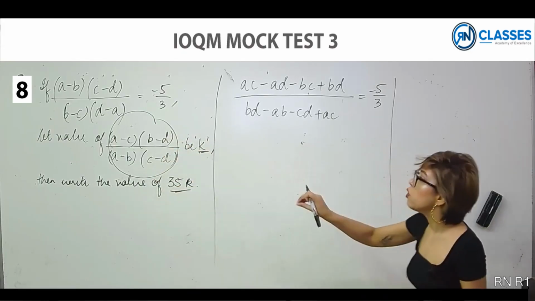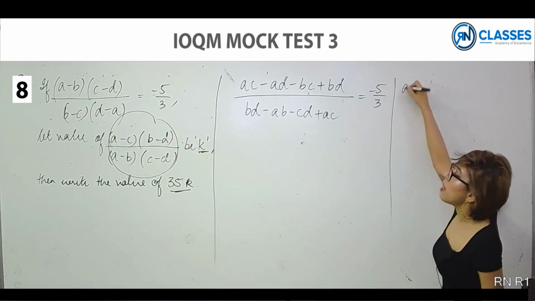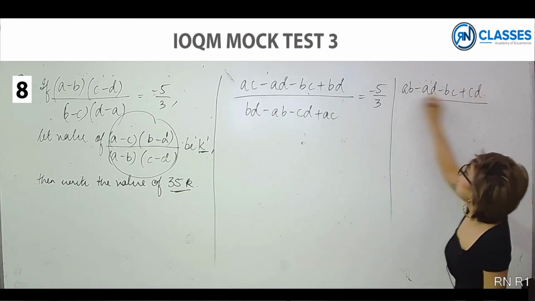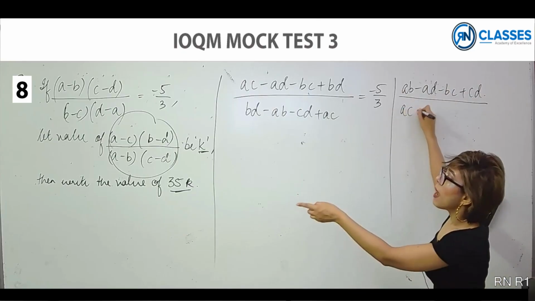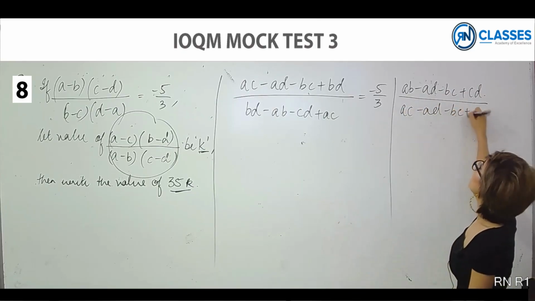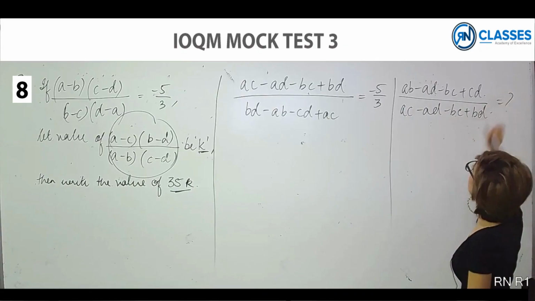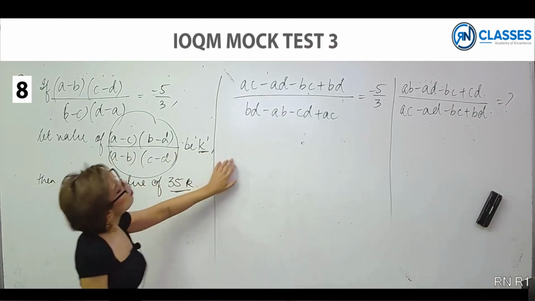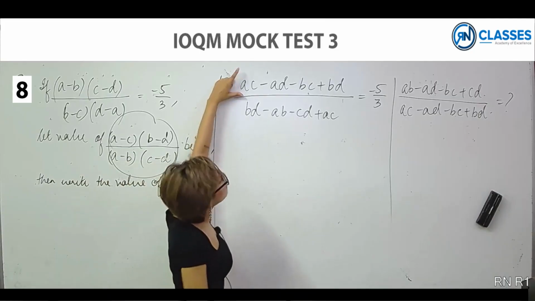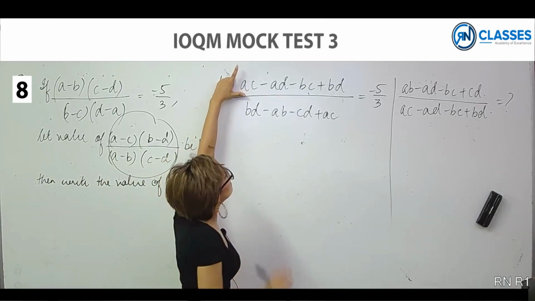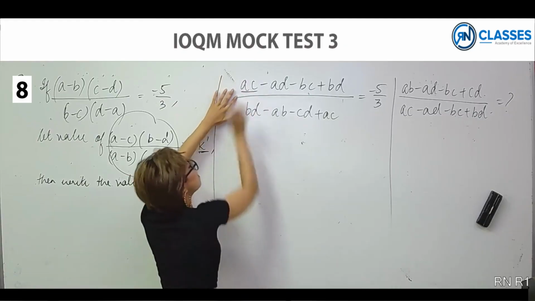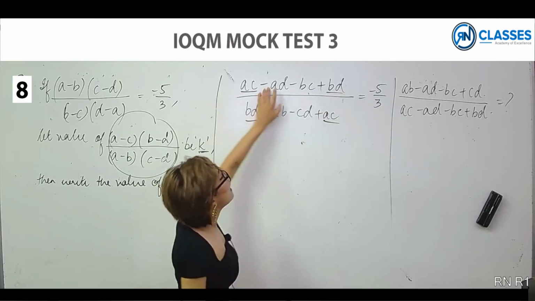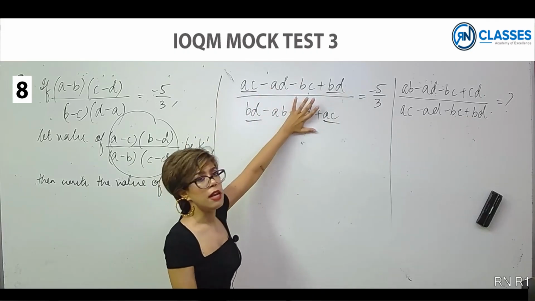If I need to find the value of this, let me just simplify it and see what I need to find out. So I will get (AB minus AD minus BC plus BD) whole divided by (AC minus AD minus BC plus BD). Right? This is something that I am interested in. Now, if I look carefully, I can see similar terms coming in the numerator as well as the denominator. AC is here, AC is here, BD is here, BD is here. AD and BC, obviously here we do not find AC.